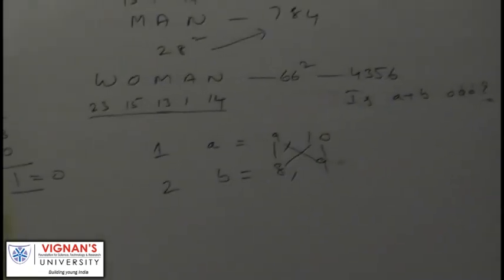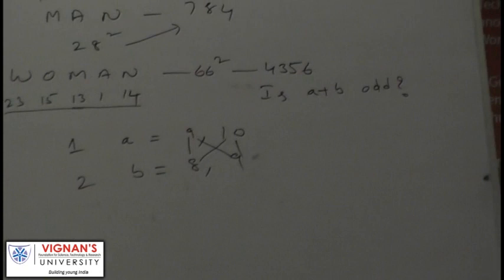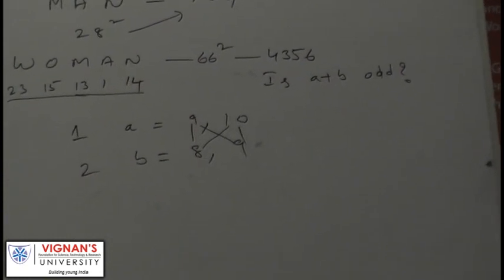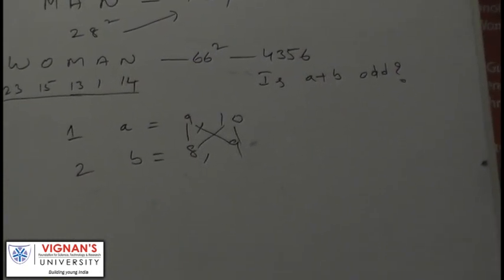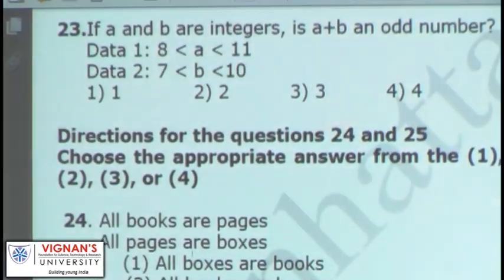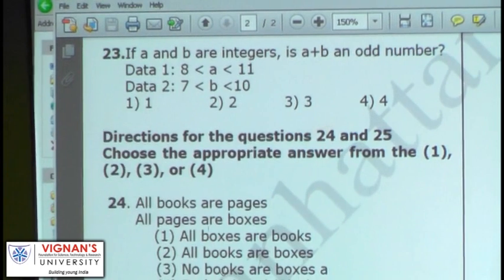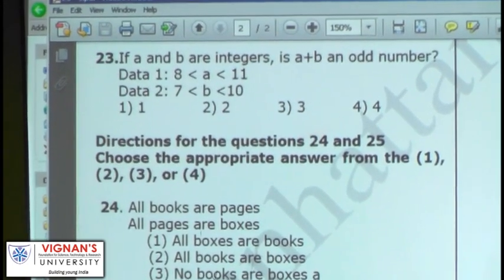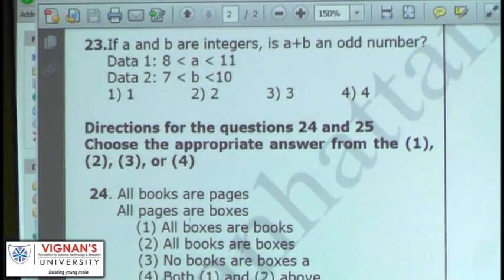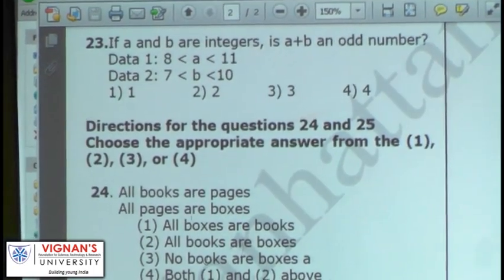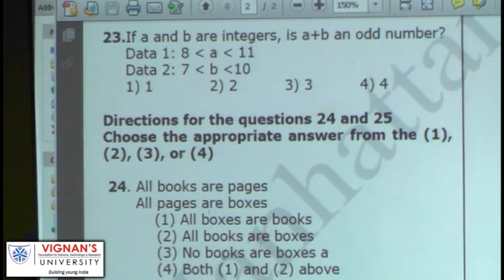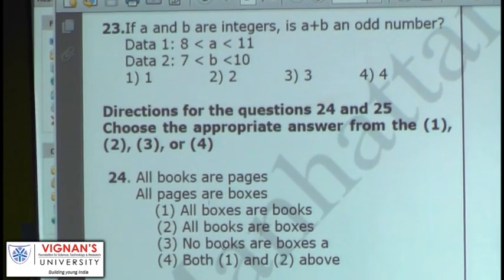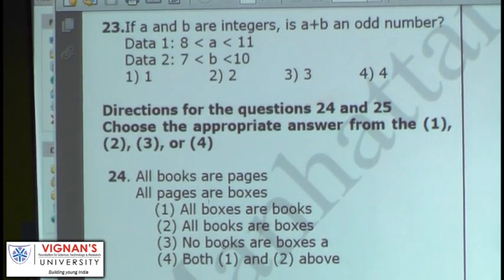So we can't answer. See, when a question is starting with "is", if you want to say the data is sufficient, that data, if the data says yes for all possible values, your answer should be yes. Or if the data says no for all possible values, the answer should be no. Sometimes yes and sometimes no is insufficient data, right? So the answer is 4.